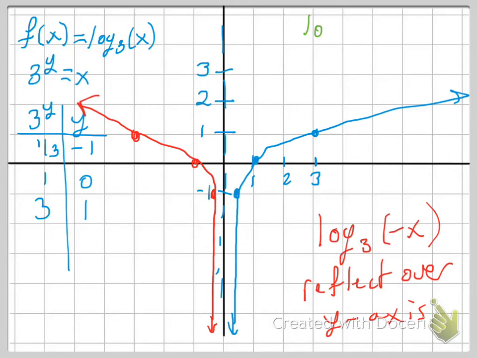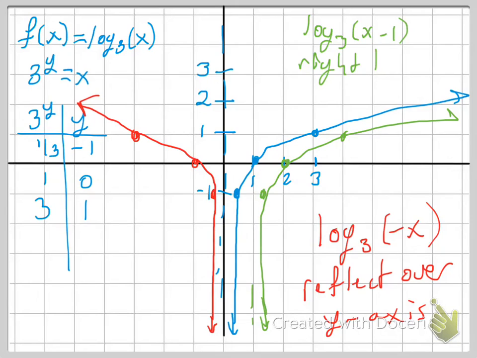And then up here in green, we're going to do log base 3 of x minus 1. Since that minus 1 is with the x, that's going to control horizontal, so this will be a horizontal shift to the right 1 unit. So we'll just move those 3 points in blue just to the right 1 place, 1 place, 1 place, and connect the dots. And our asymptote is slid over 1 unit also.